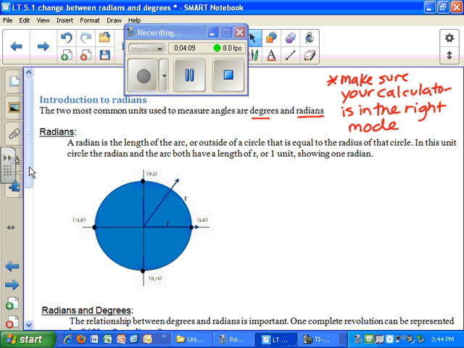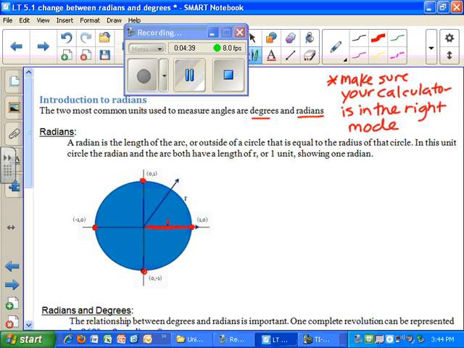The definition of a radian is that a radian is the length of the arc, or outside, of the circle that is equal to the radius of the circle. So if we use this unit circle where the radius is exactly 1 unit, that's why this point is at 1, 0, because we go right 1, up 0. That's why this point is at 0, 1, negative 1, 0, and 0, negative 1.